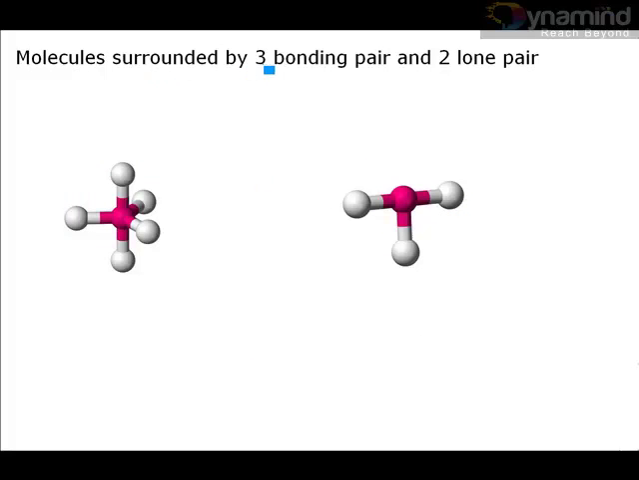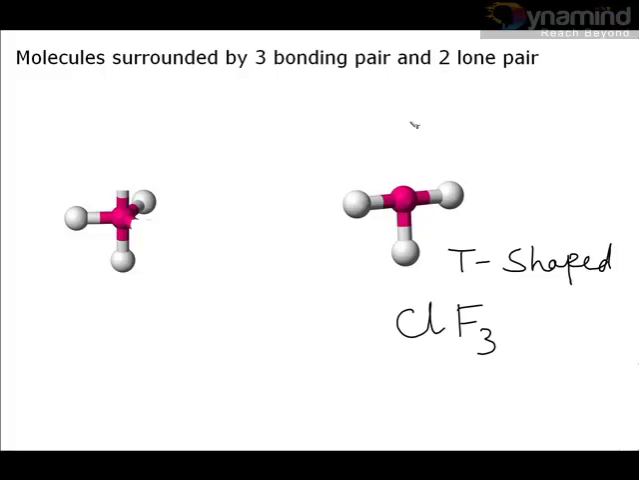Now I'll discuss molecules surrounded by 3 bonding pairs and 2 lone pairs. So what will happen is one pair will go off in the shape, we will not consider this, and then the other pair will also go off. Let's say we take this, and the molecule will look like this. This shape is referred to as T-shaped. So this is a T-shaped molecule, and this happened when 2 become lone pairs in 5 pairs of electrons. And the example is ClF3.